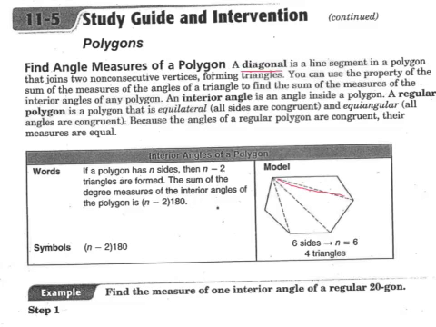These are diagonals because they're connecting one vertex to another vertex. When we make these diagonals, it splits our hexagon into 1, 2, 3, 4 different triangles. We can use those triangles to find the sum of the interior angles of the entire hexagon, because we know the sum of the interior angles of a triangle is 180.